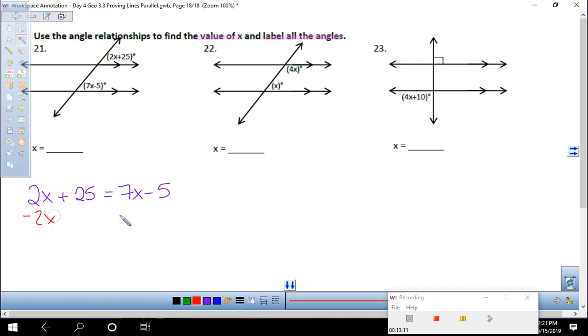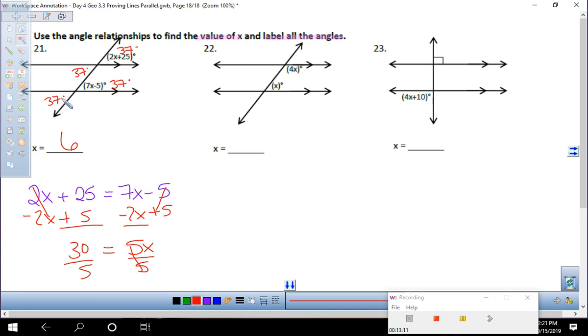So to solve, subtract 2x, add 5. So it looks like I get 30 equals 5x. So when I divide by 5, x is going to be 6. So now to plug that back in, 6 times 7, 42, minus 5 is 37. And then 12 plus 25 is also 37, so that's good. Both of those needed to be 37. They needed to be the same. So I know the vertical angles are also going to be the same.